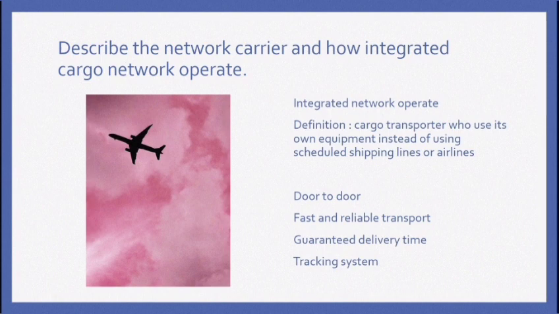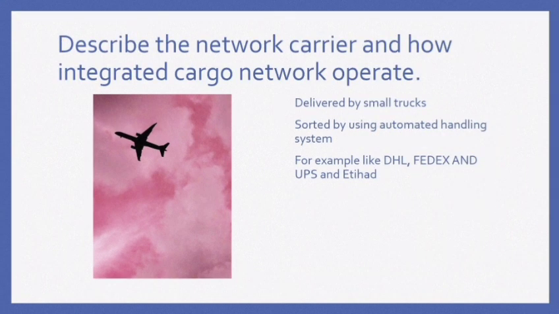After they land at the airport, the goods are diverted onto small trucks so they can move along narrow roads, which is easier for them. Then the goods are sorted using an automated handling system, which is very easy and reduces the handling time. Examples are DHL, FedEx, UPS and Etihad.